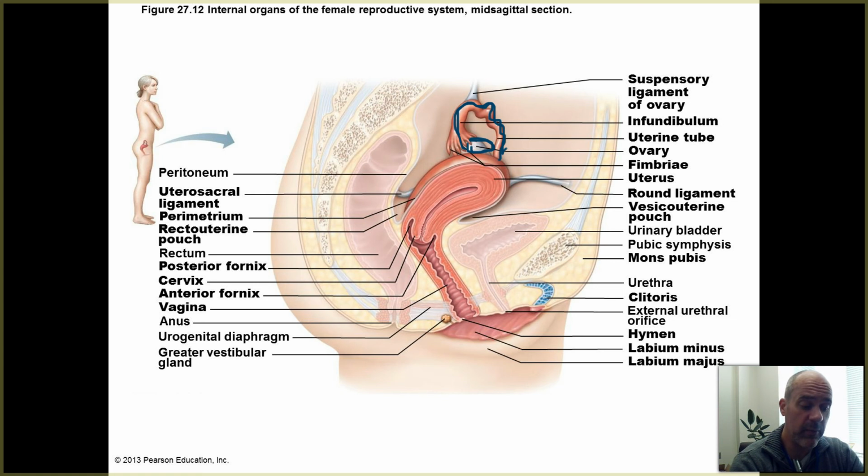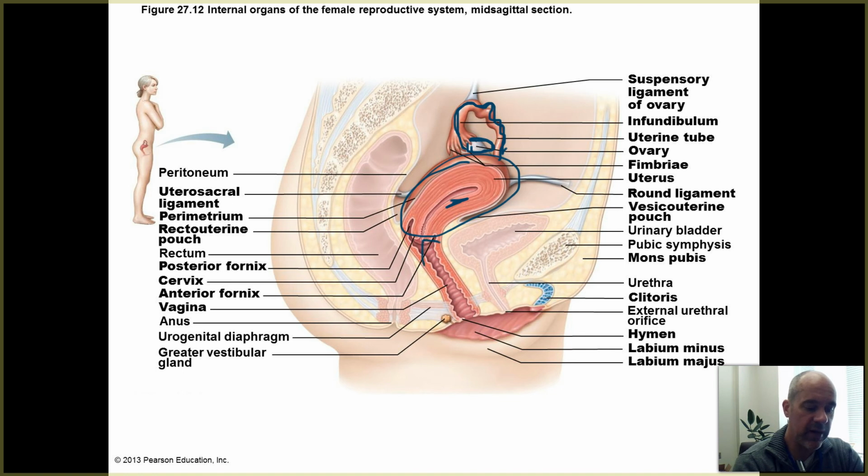And then from there, they will enter the uterus. Now, if the egg got fertilized, then it's going to try to attach to the endometrium of the uterus over here. It's going to implant there and develop into an embryo and later a fetus. If it does not, then it's just going to pass out during menstruation.